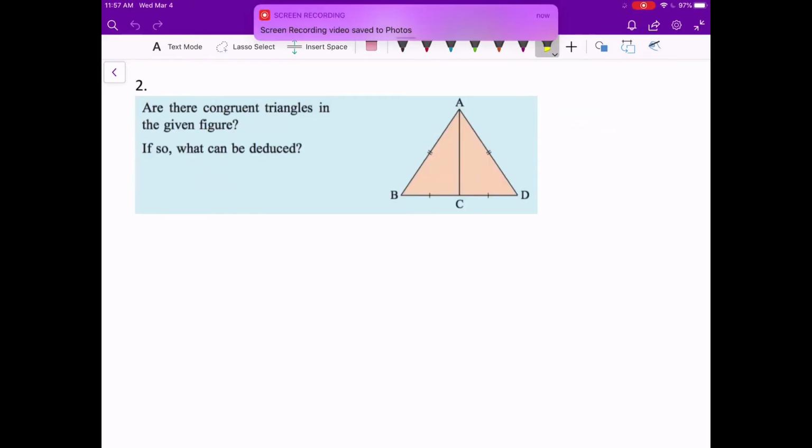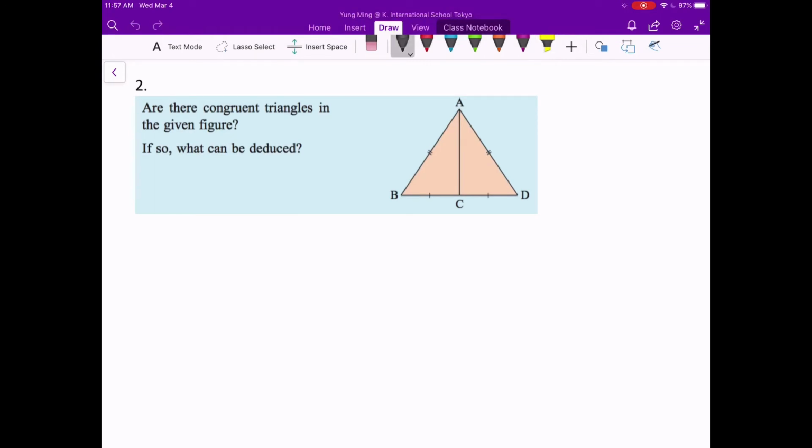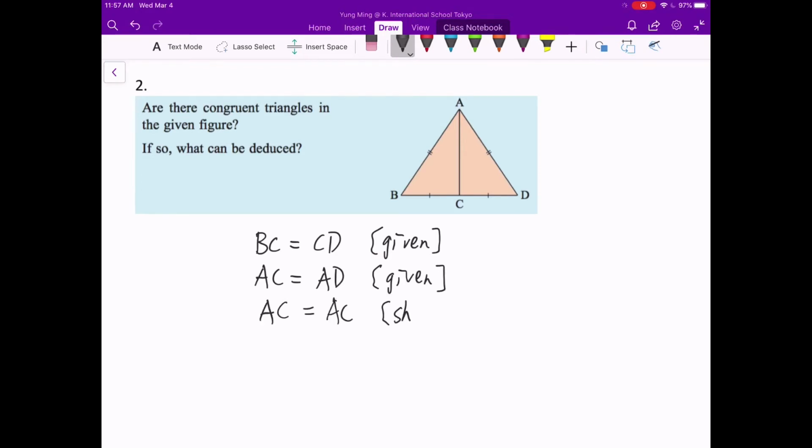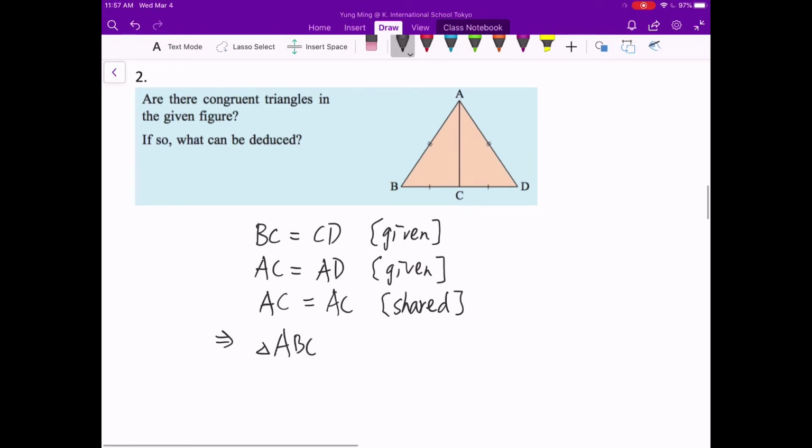Okay, second question. We're going to follow exactly the same structure over here. First of all, we have BC equal to CD. Okay, so this is given. And then the second one, we have AC equals AD. This is also given. Okay, last thing, we have AC equals AC. This side is shared by both triangles, so we write shared. Okay, therefore, with all these three pieces of information, we can conclude that triangle ABC is congruent to triangle ADC. Okay, and the reason behind that is SSS over here. We have three sides being the same correspondingly.